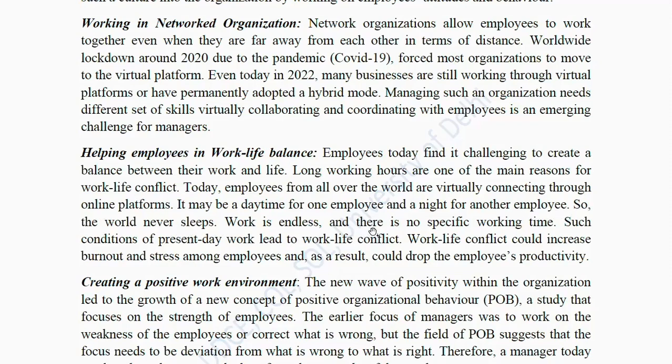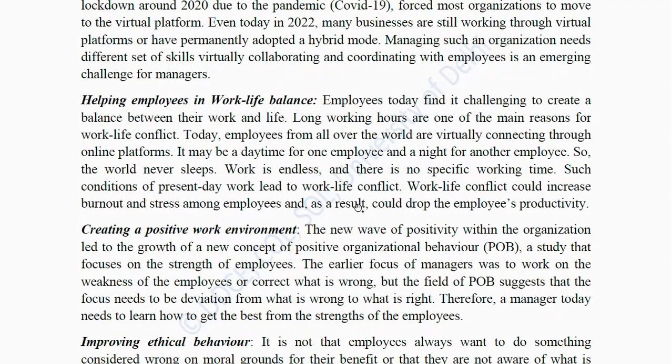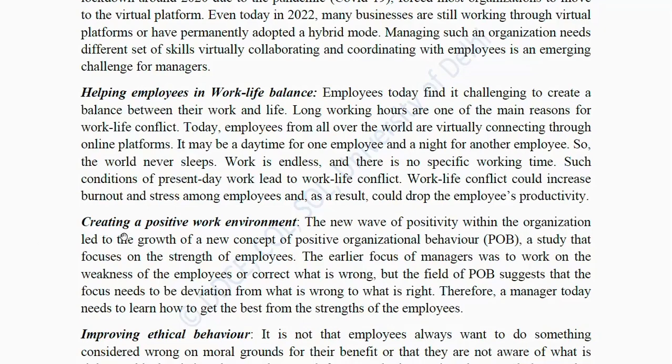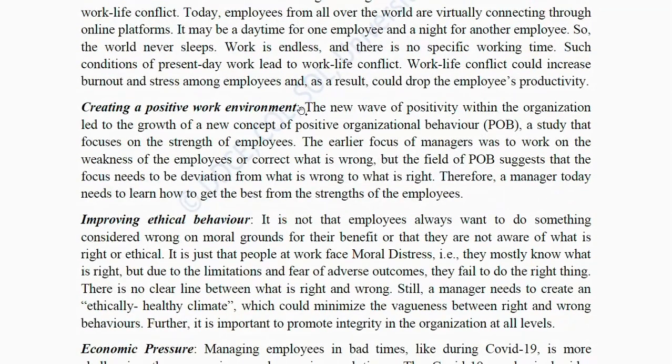Work is endless and there is no specific working time. Such conditions of present day work lead to work-life conflict. Work-life conflict could increase burnout and stress among employees, and as a result, could drop the employee's productivity. Number 8, creating a positive work environment.